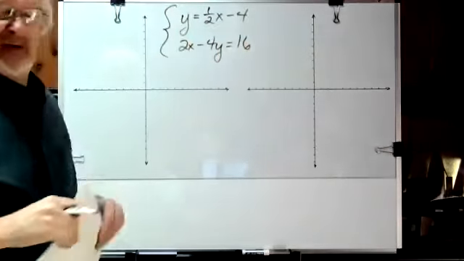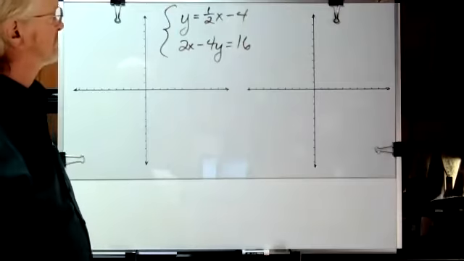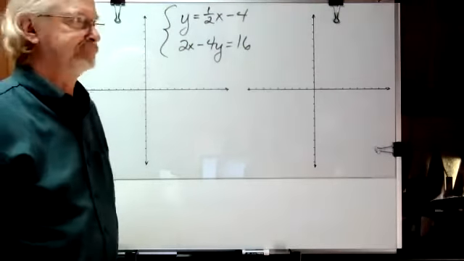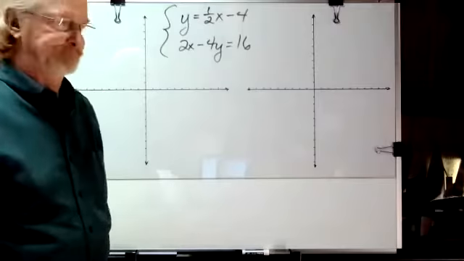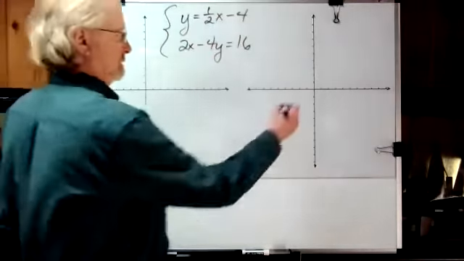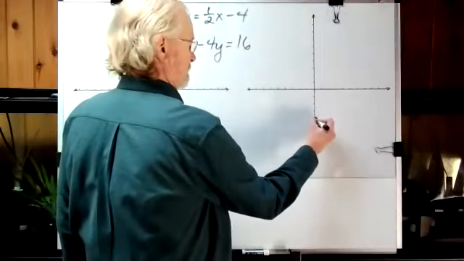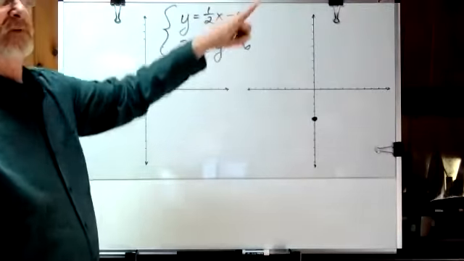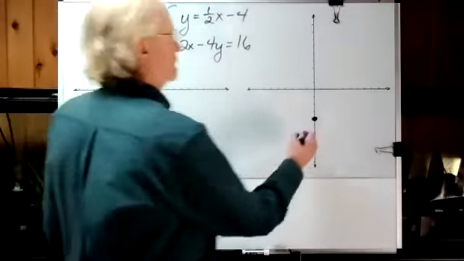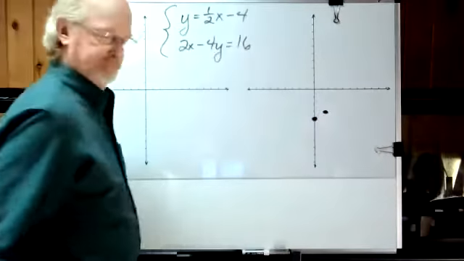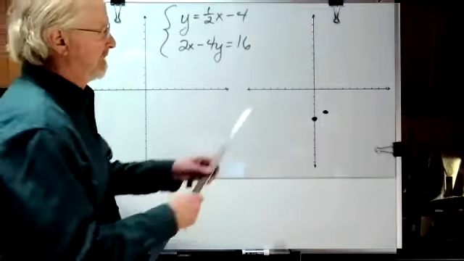Y equals 1/2 x minus 4, where 2x minus 4y equals 16. Let's graph them. Intercept of 0, negative 4. 1, 2, 3, 4. Slope of 1/2. Up 1 over 2. Rise up to 1. Up 1 over 2. I'll get a point over there. Okay.